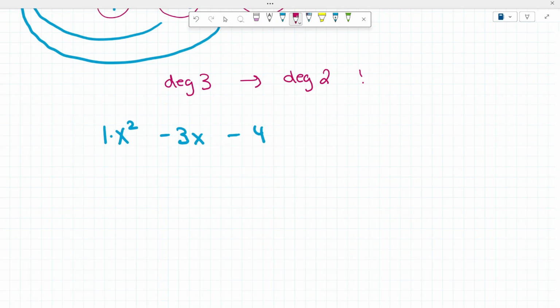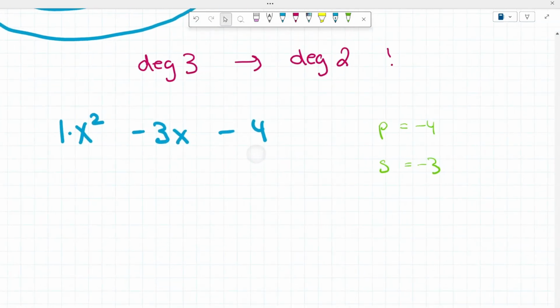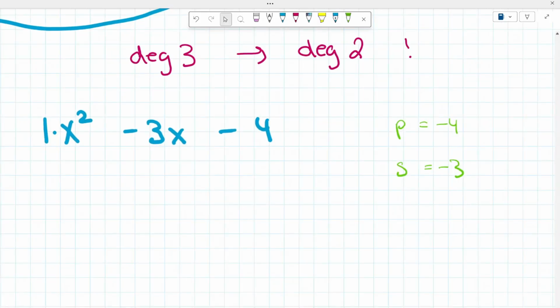Okay, so here we can see that our product equals negative 4 and our sum equals negative 3. So what two numbers multiply to -4 and add to -3? We can see that 1 and -4 work in this case. So that means that this is factored as x plus 1 and x minus 4.